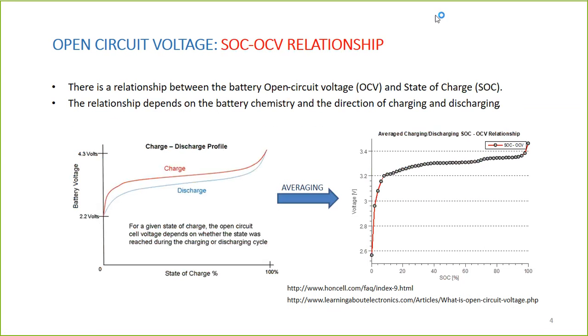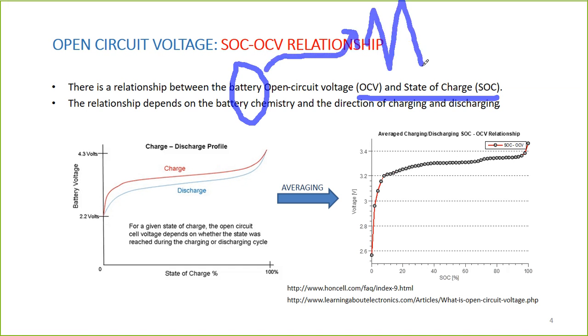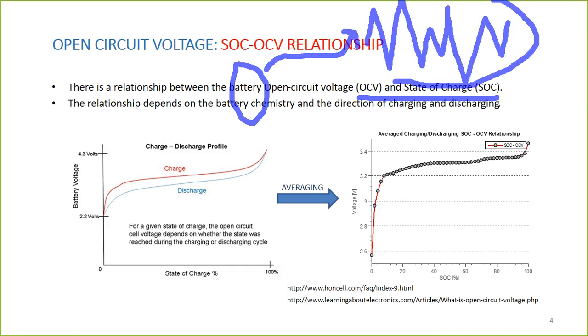Next is the relation between open circuit voltage and state of charge. As I told, we have our heart. Pardon me, just assume this is the heart. If you take an ECG measurement, you will get a graph like this, and this particular graph can be converted to a mathematical equation.